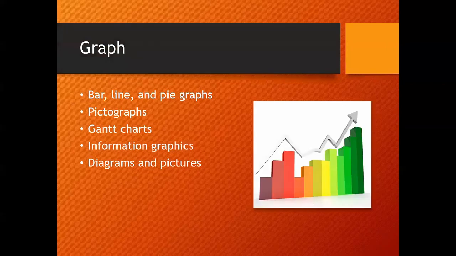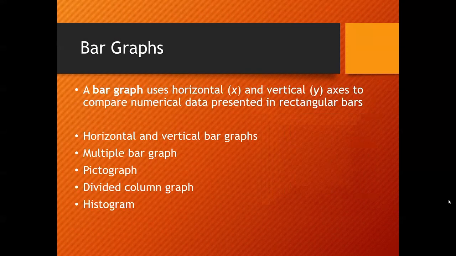A graph, on the other hand, is something a little bit more of a picture and more of an interpretation of the data than your tables. So we're going to look at bar, line, and pie graphs. We're going to look at pictographs, Gantt charts, infographics, and diagrams and pictures.